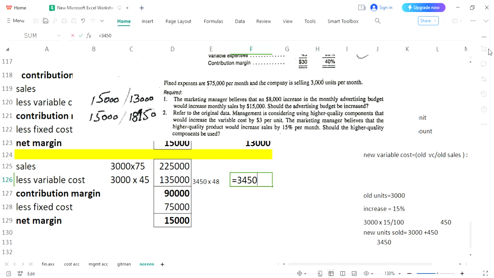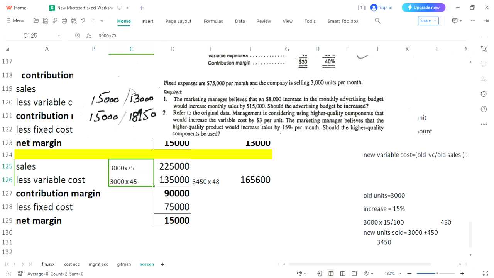3450 would be multiplied by 48. So the new variable cost is 1,65,600. In a similar way, you will change your level of sale as well, and for how it would be changed, you will come over here.